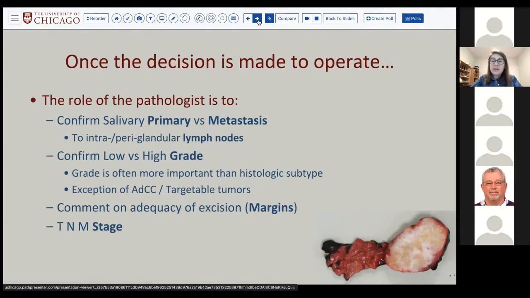Giving a diagnosis of intermediate grade is generally not helpful to our clinical and surgical colleagues because that's very hard for them to understand whether to treat as a low grade or to give adjuvant chemoradiation as a high grade. So we really try to help them push these tumors into one or the other. The exception to grade might be in some tumors like adenoid cystic that generally uniformly have some ancillary treatment, or tumors that have targetable mutations might undergo targeted therapy, NTRK, et cetera. Certainly we'll comment on margin status and we'll give a TNM stage if a malignant diagnosis is made.